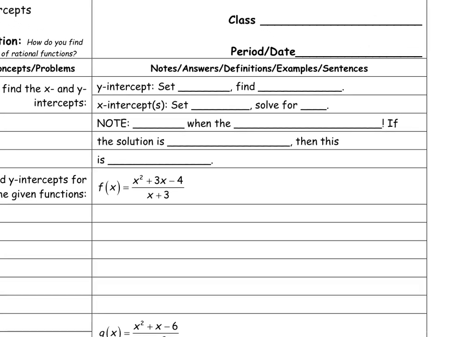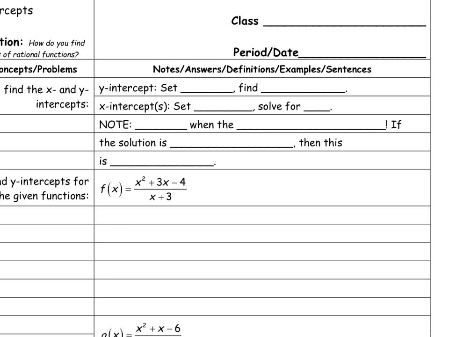I'm going to kind of zoom in here a little bit so you can see a little better. So to find my y-intercept, I set x equal to 0 and find f of 0. That's it. I set x equal to 0, I plug it in, find out what y equals. And then to find my x-intercept, I set f of x equal to 0 or y equal to 0 and solve for x.